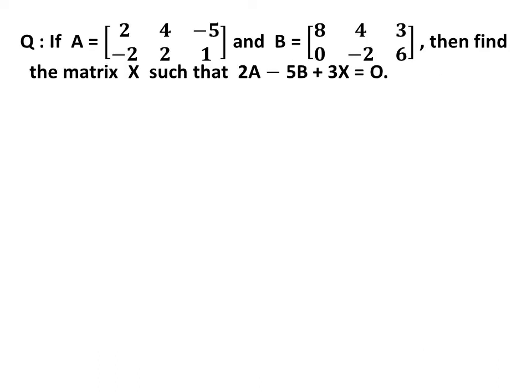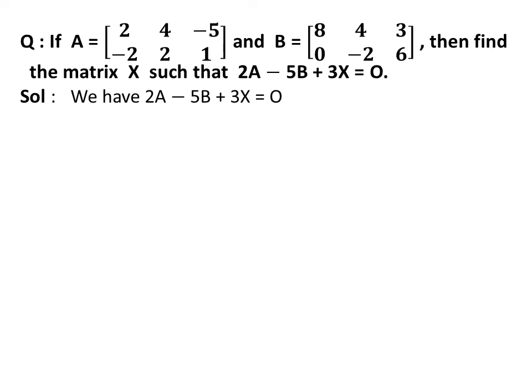Let's discuss some questions. In this question, A and B are matrices of order 2 by 3 and a matrix equation 2A minus 5B plus 3X equals O is given. We have to find matrix X. Students, we have the equation 2A minus 5B plus 3X equals the null matrix O. As we know, addition and subtraction is possible only when the orders of the matrices are the same.